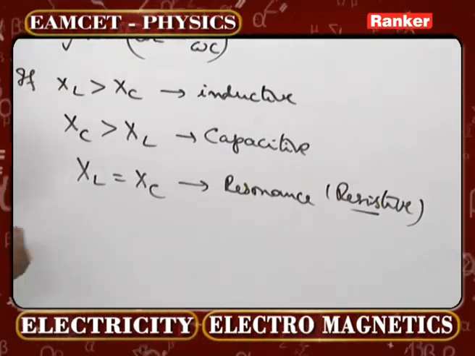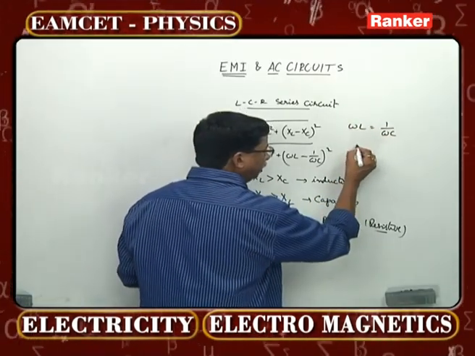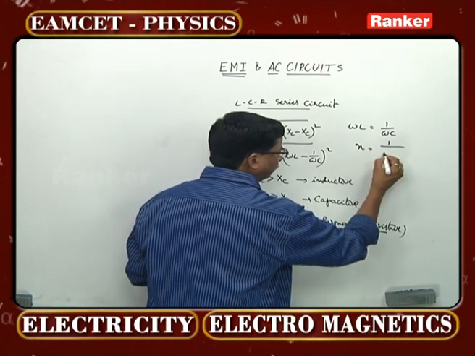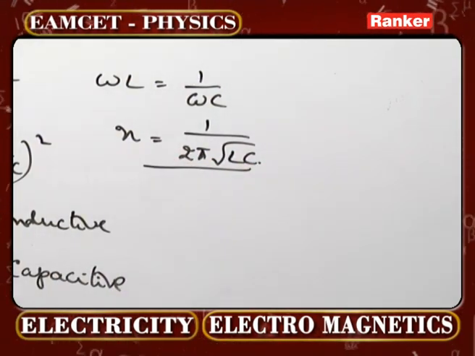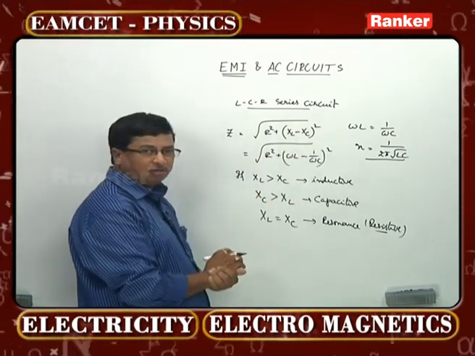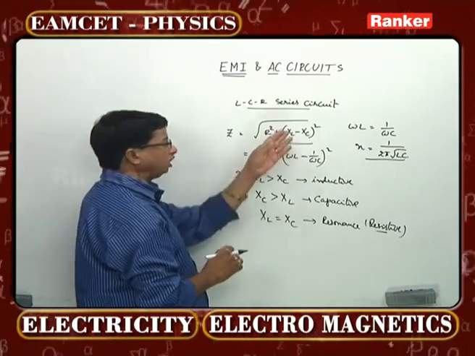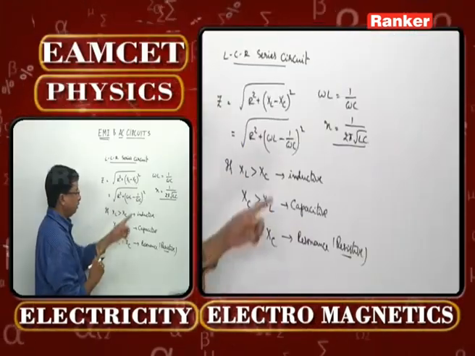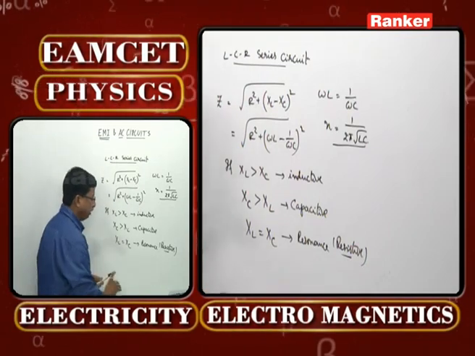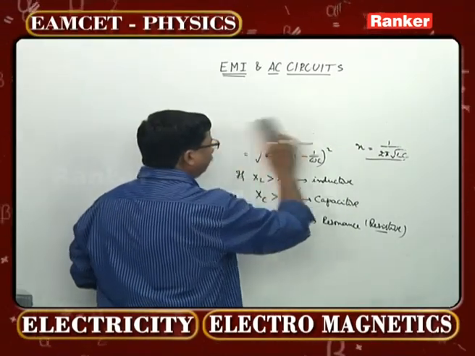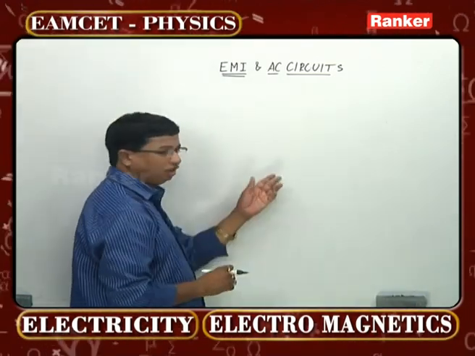And XL equal to XC means what? Omega L must be equal to 1 by omega C. Therefore, the resonating frequency will be 1 by 2 pi root LC. This is the formula you have to remember for resonating frequency. So one should remember these areas before taking up the applications of this particular chapter, AC circuits and even electromagnetic induction concepts. So let us take a few applications based on all these formulae whatever we have taken up just now.